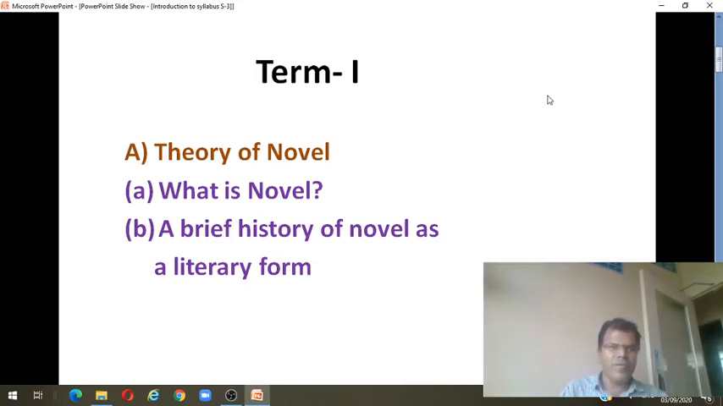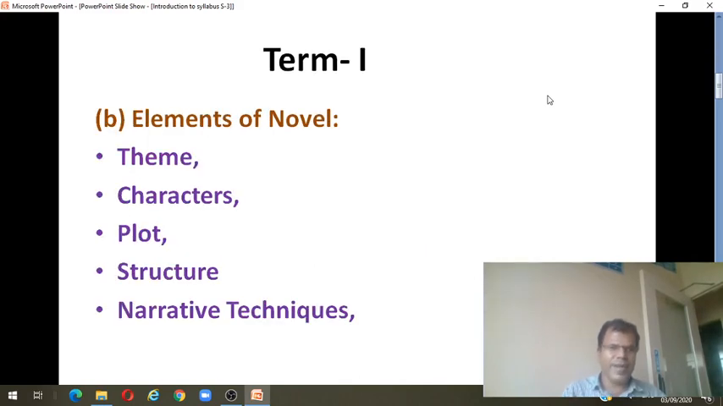the theory of novel. In the theory of novel, we have to study the definition of novel, that is, what novel means, the definition of novel, its characteristics. In addition to the definition, we have to also deal with a brief history of the novel as a literary form. As we know, novel is a recent form, and we have to deal with that history of novel.